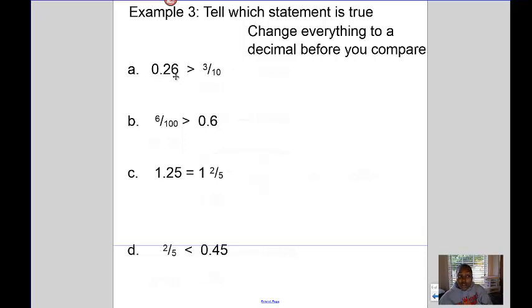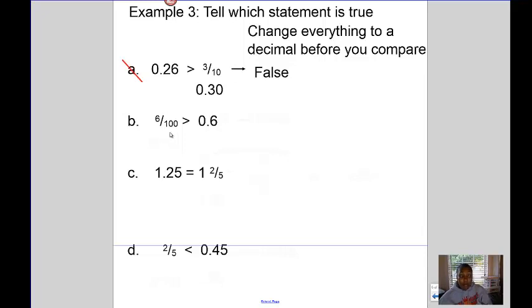So I've got 26 hundredths greater than 3 tenths. Well, it's hard to compare them that way because this is in fraction form and this is in decimal form. So I'm going to change 3 tenths to a decimal, which gives me 0.3, but then I'm going to add that 0 at the end so that they have the same number of digits behind the decimal. So now it's easier to compare. So is 26 hundredths greater than 30 hundredths? No, that's false. 26 hundredths is actually less, so it can't be A.